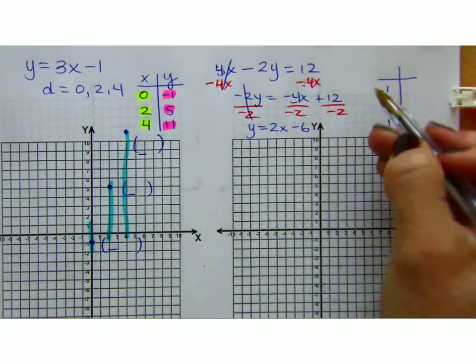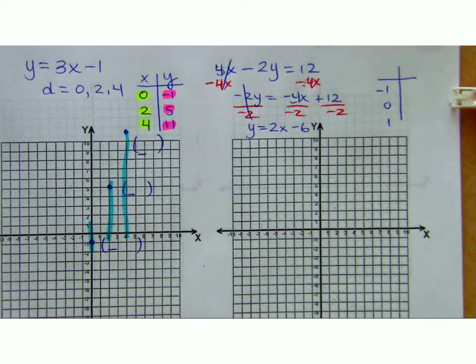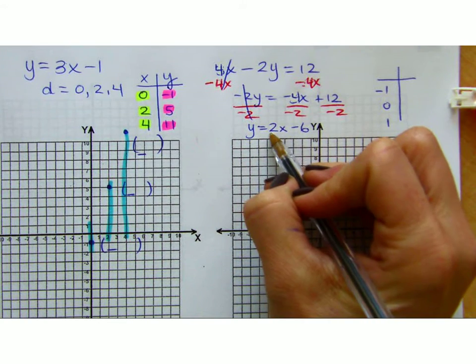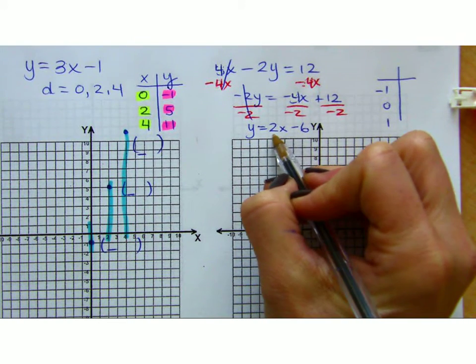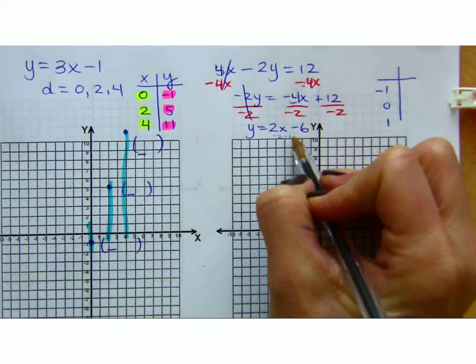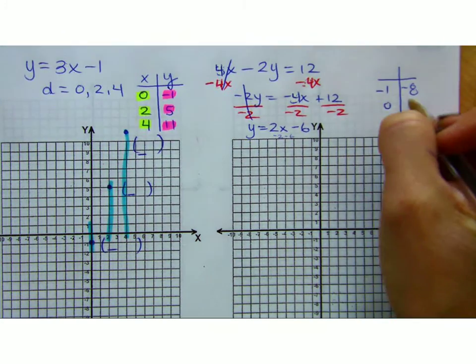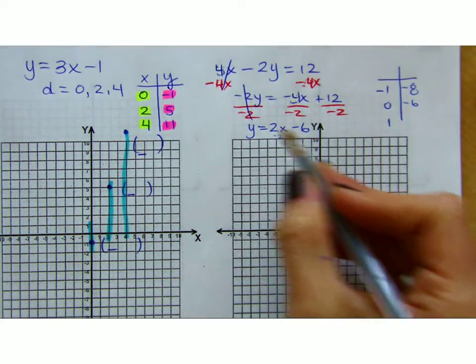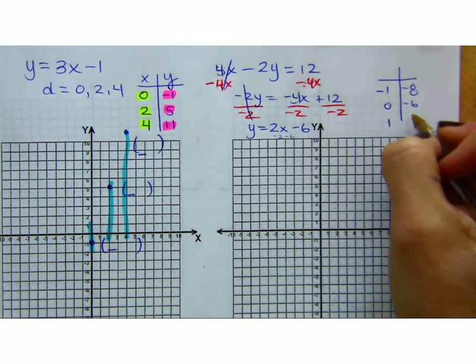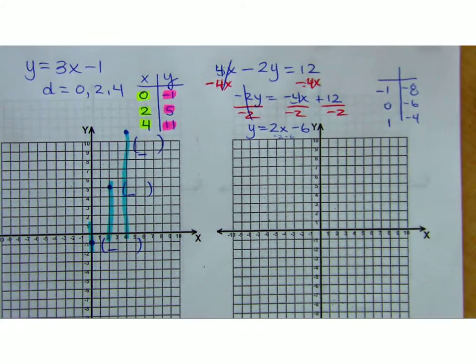So now when I put negative 1, it's a quick, easy thing. 2 times negative 1 is negative 2, and negative 2 plus negative 6 is negative 8. 0 minus 6. 1 times 2 is 2. 2 minus 6 is negative 4. I have my ordered pairs. Those are the ones I chose. It didn't say I had to choose those.